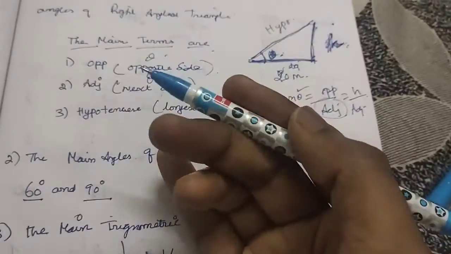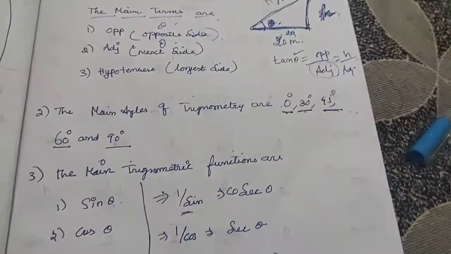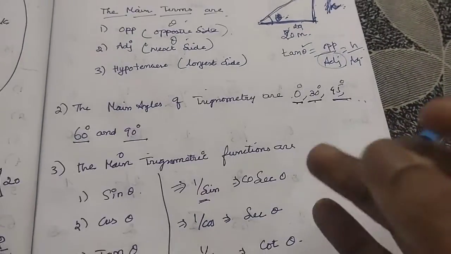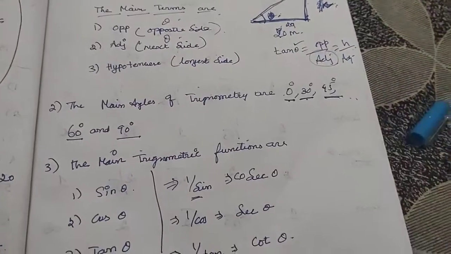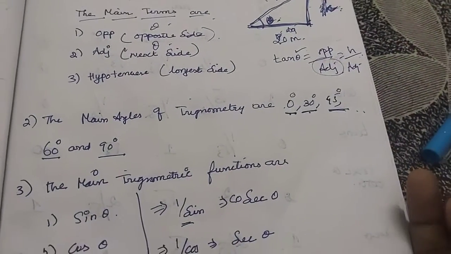The main terms are opposite side, adjacent side, hypotenuse side, and the main angles are 0, 30, 45, 60 and 90 degree. Don't forget. 0 degree means parallel or horizontal. 90 degree means perpendicular to the ground, that is vertical.